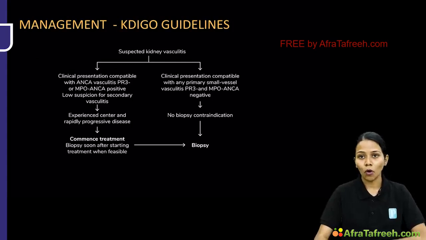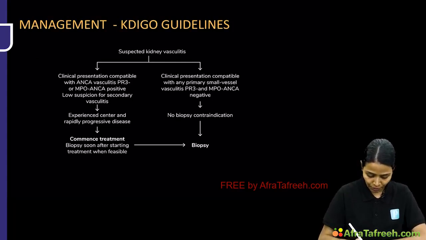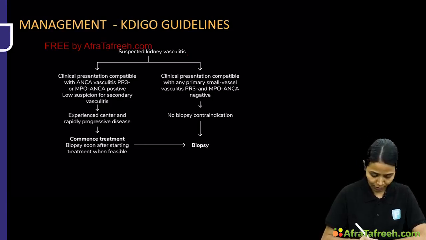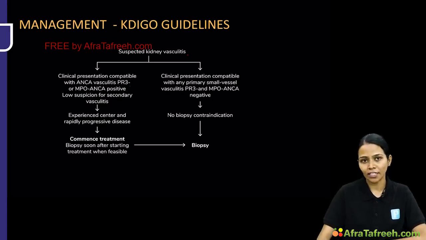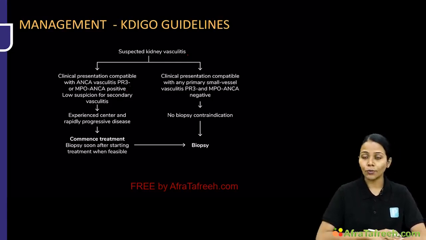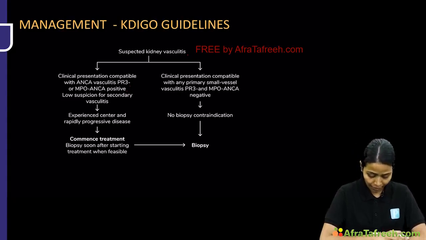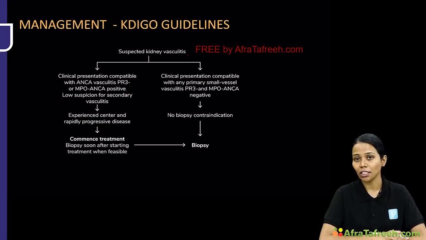Okay. Now coming to the broad outline of management of vasculitis according to KDIGO. If you suspect any patient has kidney vasculitis, you see if the clinical presentation is comparable with vasculitis, that is PR3 or MPO positive disease with low suspicion of secondary vasculitis, like any immune complex vasculitis like we discussed in vasculitis 1, which might be SLE, rheumatoid arthritis or associated with IgA or cryoglobulinemia. If that is the case, then you have to refer the patient to an experienced center. When you are the nephrologist and you are present there, you yourself are placed as an experienced center. Okay. And commence treatment, biopsy soon after starting treatment when feasible.